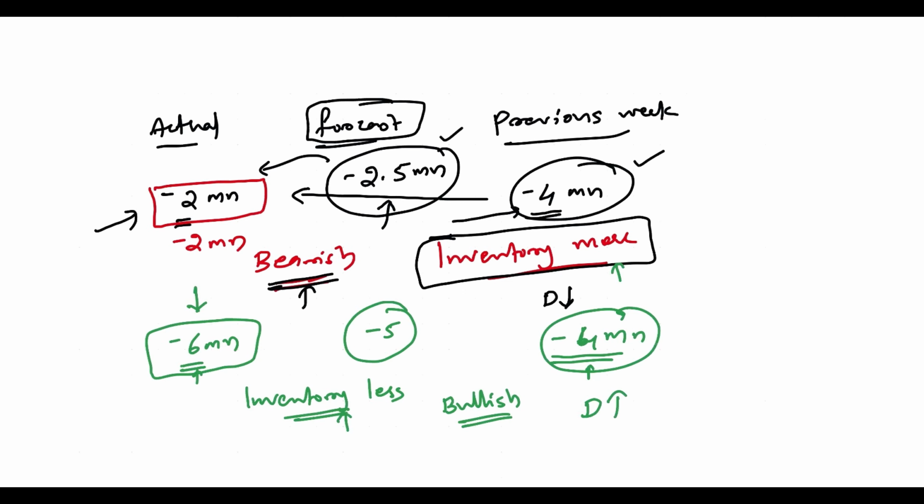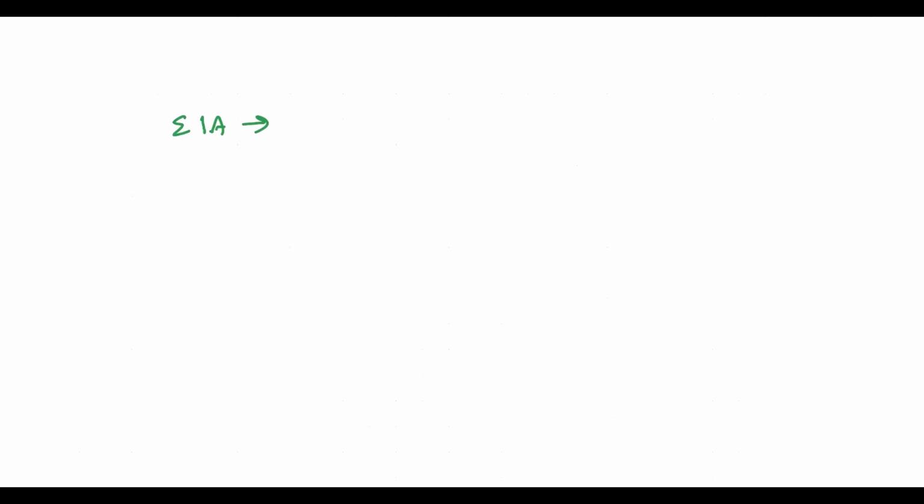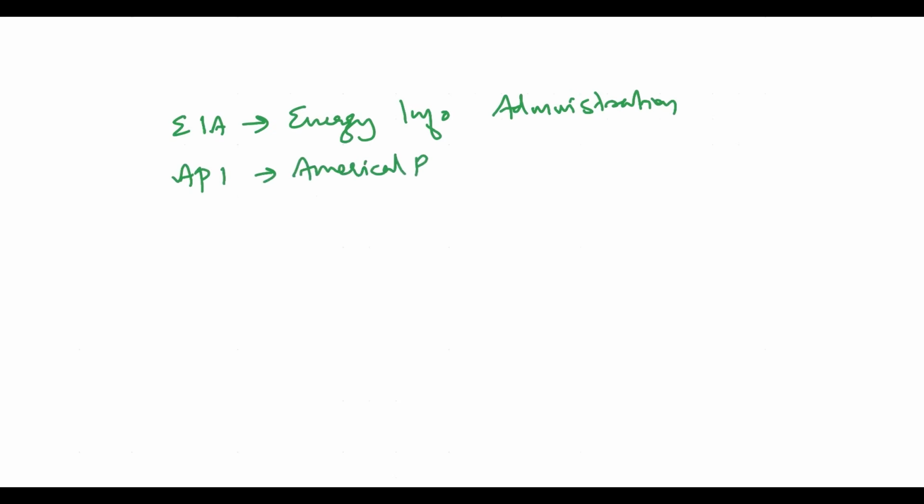So we have already discussed which organization published this and everything. So I'll quickly go through that. EIA, that is Energy Information Administration, and then API, which is American Petroleum Institute. So these are the two organizations that publish it. Now out of which, EIA creates more volatility and has more significance in India. This is due to the timing at which it is published. I will come to that.